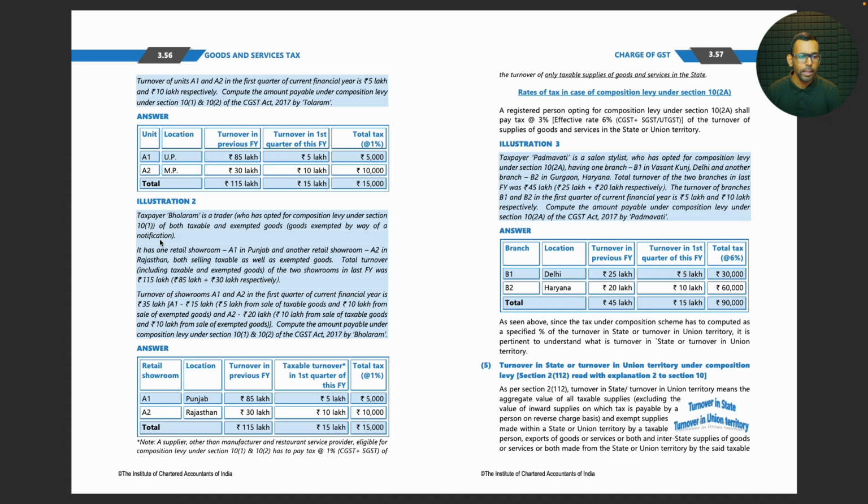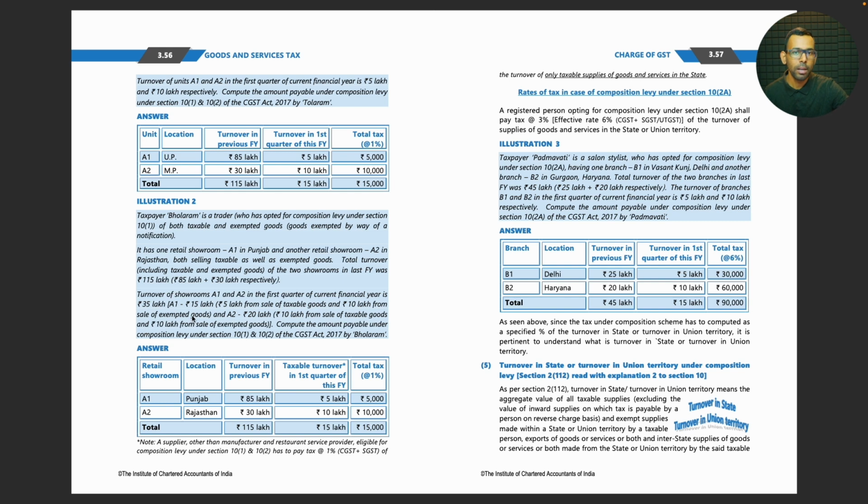Okay, illustration 2. Taxpayer Bolaram is a trader who has opted for composition levy under section 10 subsection 1, dealing in both taxable and exempted goods, goods exempted by way of notification. He has one retail showroom A1 in Punjab and another retail showroom A2 in Rajasthan, both selling taxable as well as exempted goods. Total turnover of the two showrooms in the last financial year was 115 lakhs, 85 plus 30. Turnover of showrooms A1 and A2 in the first quarter of the current financial year is 35 lakhs and 20 lakhs, including 15 lakhs from sale of taxable goods and the rest from sale of exempt goods.